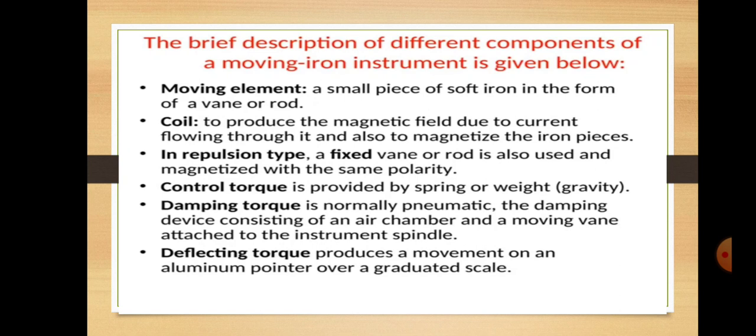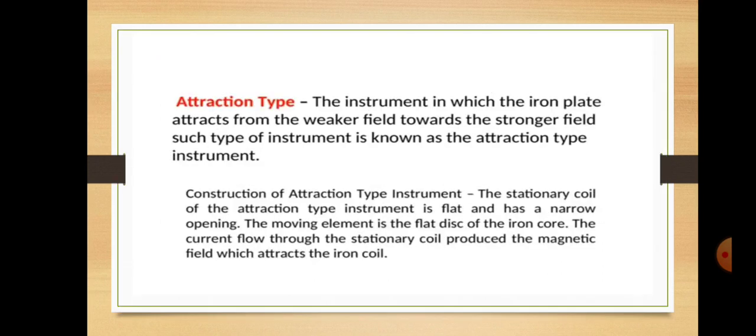So deflecting torque produces a movement on an aluminum pointer over a graduated scale. So this is the brief description of the different components to be used in moving iron instruments. Now we will see the two types, attraction type and repulsion type.